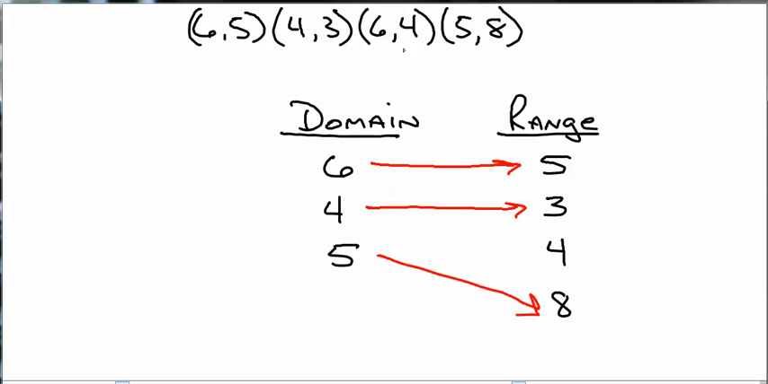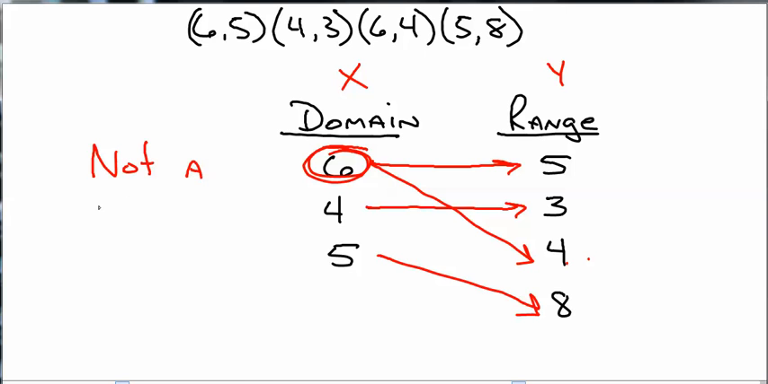And then you've got another 6, don't you? 6 goes with a 4 as well. Does each x have exactly one y? No. Doesn't this x now have two y's? Doesn't this domain have two ranges? And doesn't this one input have two outputs? Okay, that's not a function. Not a function.